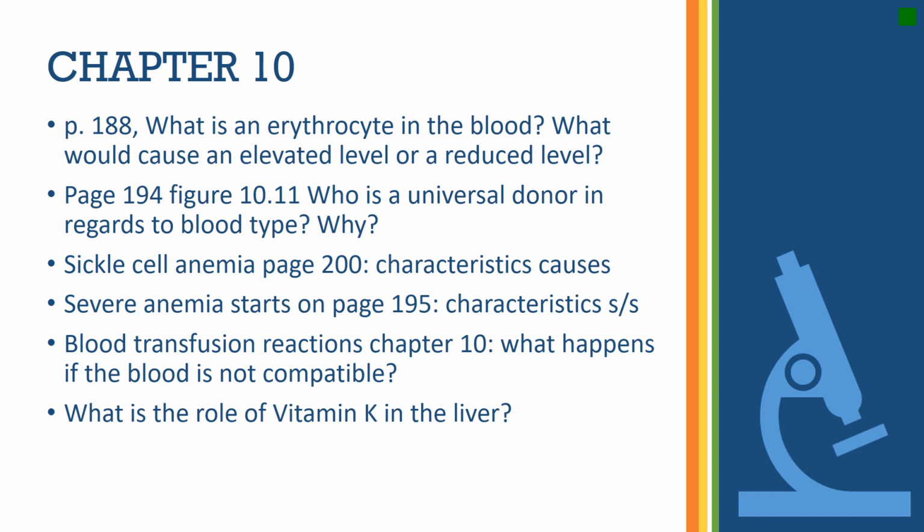Then move on, page 194. That is only one there. Figure 10.1. Who is a universal donor in regards to blood types? Why? What are the blood types? Why are they different? What is that plus or minus behind your blood type?